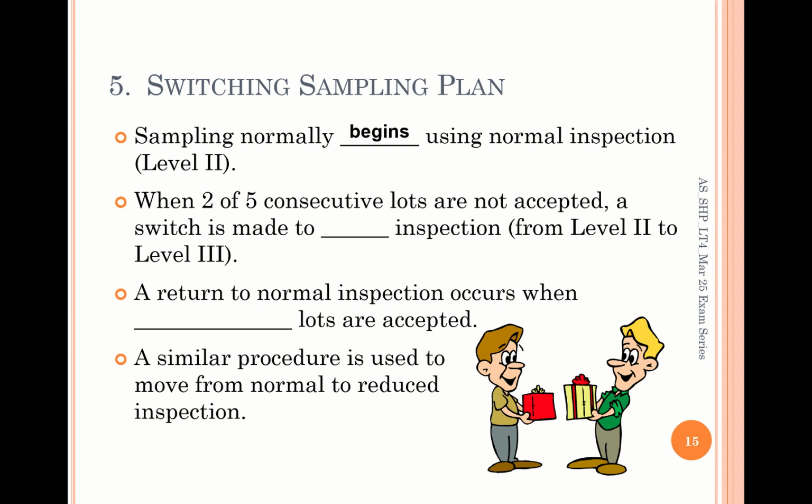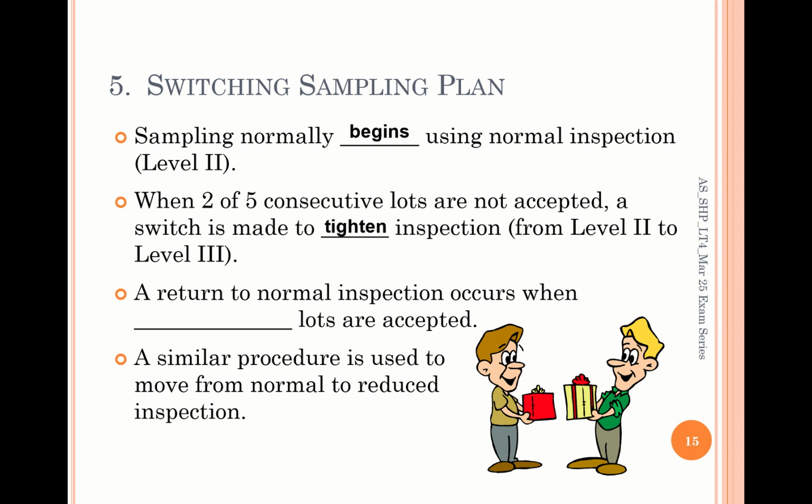But the problem is, somehow or other, when you produce the product, it's not so good. So when you have 5 consecutive lots that you produce, consecutive meaning one after the other, out of these 5, 2 of your lots are rejected. Take note of these lots, this is the population. That means you take samples and test everything. So when you have 2 rejects out of 5, something is wrong. We don't want too many rejects. So what you do is you change from level 2 to level 3, to tightened inspection.